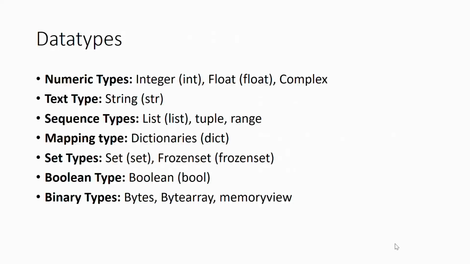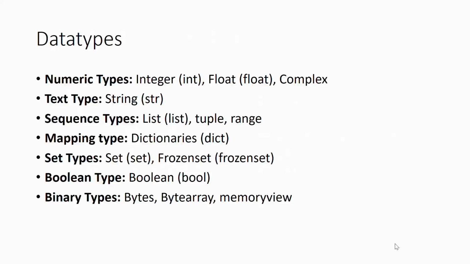Then we have sequence types. By the way, in this video, we are only going to focus on numeric types, namely integer and float, and the text type. Okay. These others, we will handle them in future videos. Then we have sequence types that include lists with the keyword list. Then we have tuples and range. Then we have the mapping type. Mapping type, we have dictionaries, keyword dict.